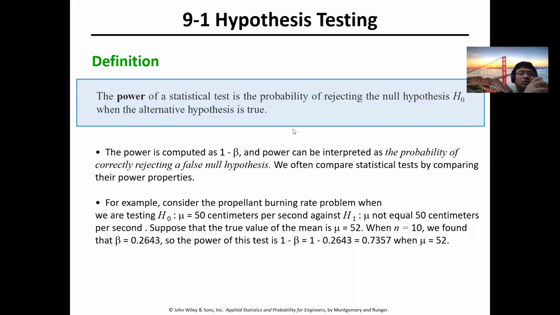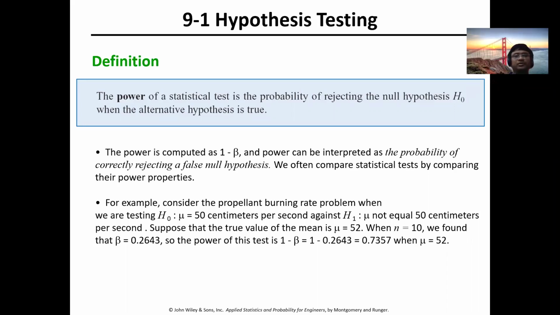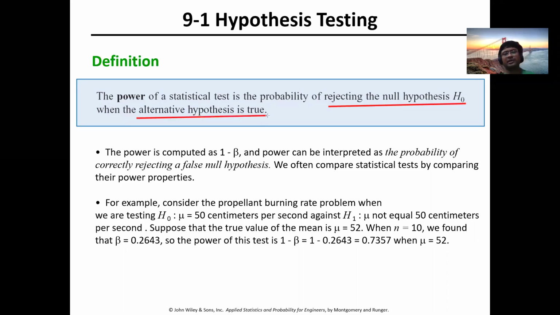Now we want to come to the definition of the power of test. The power of a statistical test is the probability of rejecting the null hypothesis H0 when the alternative hypothesis is true. So have a note of the definition of power of test. The power of test is the probability of rejecting the null hypothesis H0 when the alternative hypothesis is true.